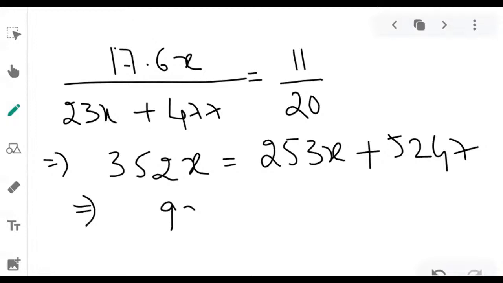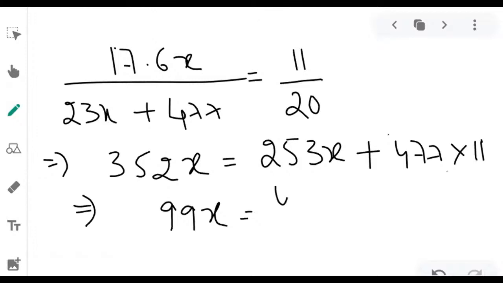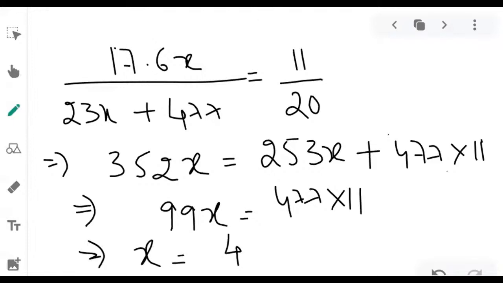So this is 99x equals, I unnecessarily calculated this. Let it be 477 into 11 only. So x is 477 by 9, that is 53.